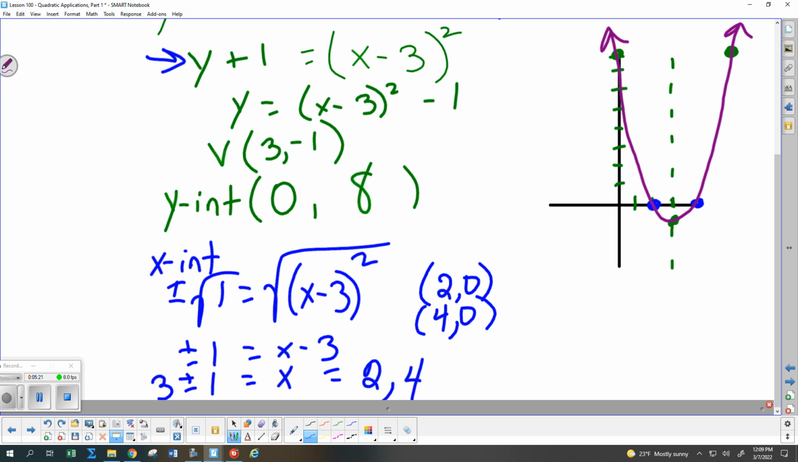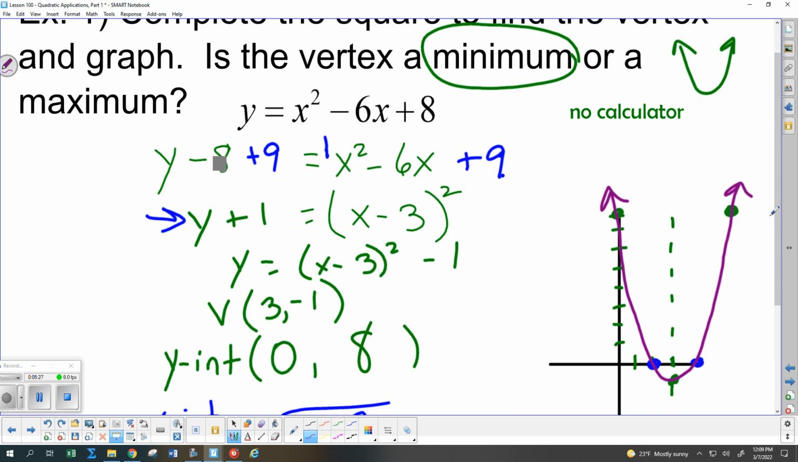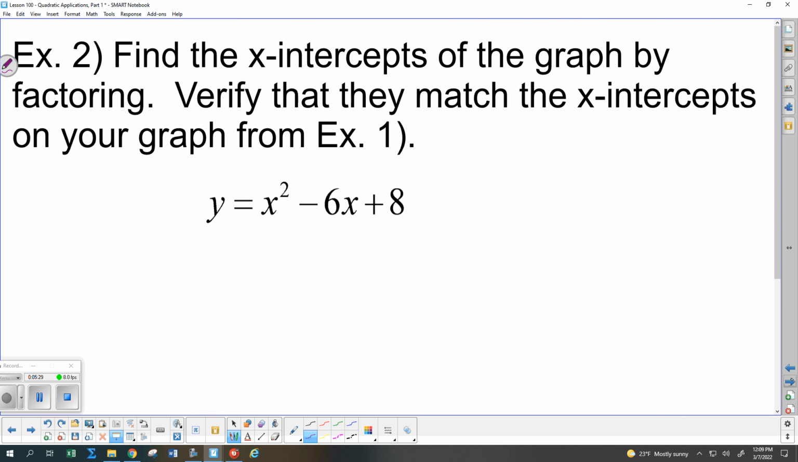Questions with that one? Okay, next one. It's going to be the very same equation, y equals x squared minus 6x plus 8. This time, we need to do it by factoring. So we're going to let this be a 0 because we're just trying to get the x-intercepts. And I need some help factoring that thing.